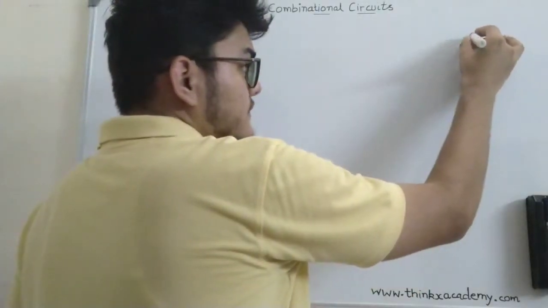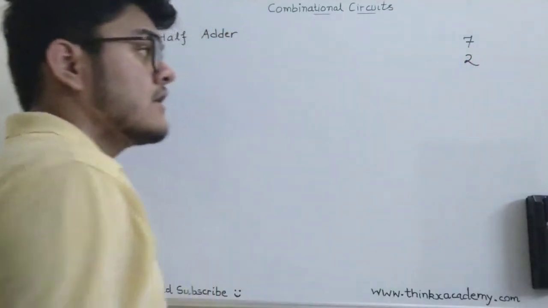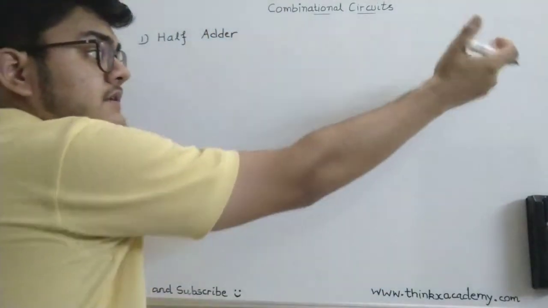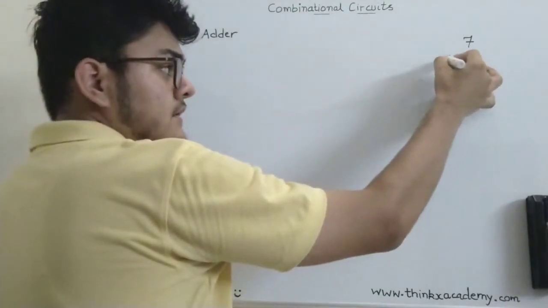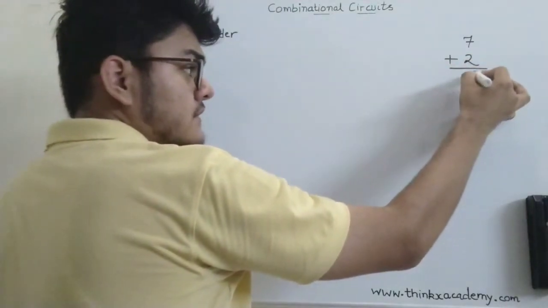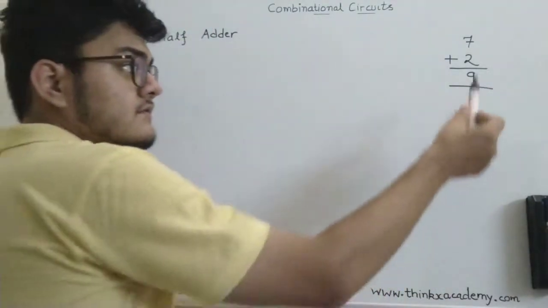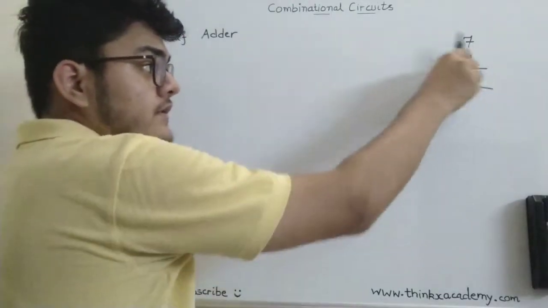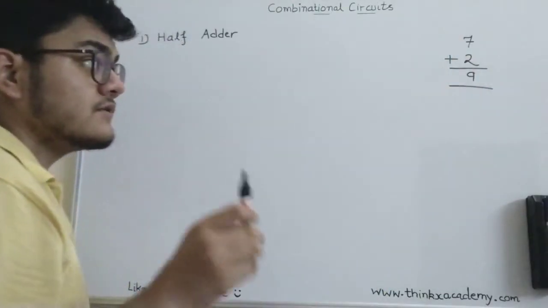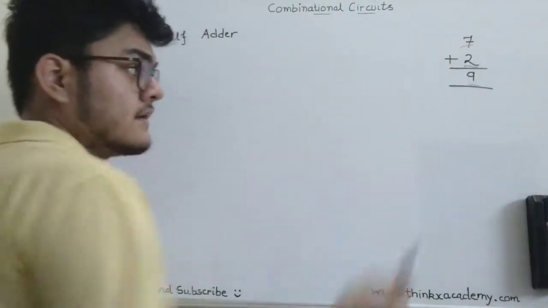Let me give you a very simple problem. Let's suppose we have two numbers, 7 and 2, and we want to perform addition. We know that when we perform addition it will be 9. Application programmers can very simply do this implementation, but they don't know how this whole thing is working, because our computer does not know 7, 2 or 9.